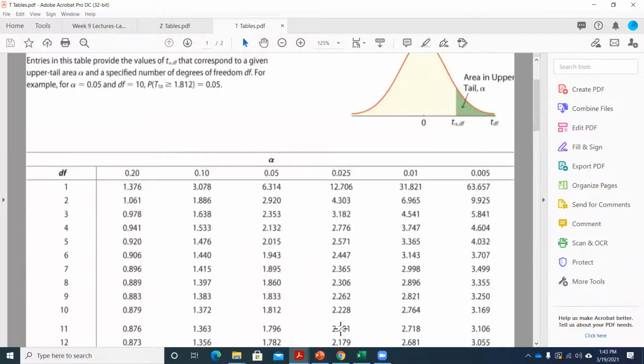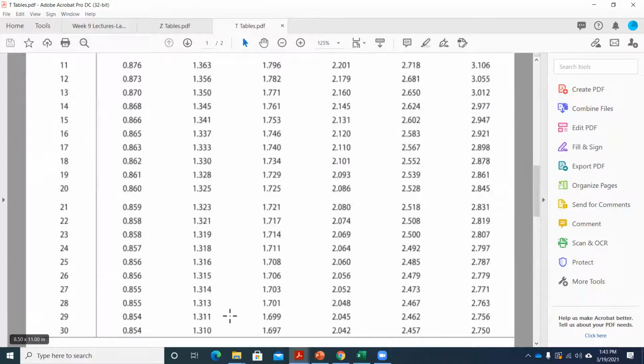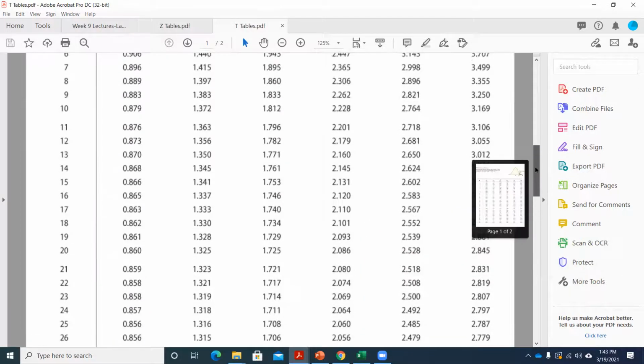So let's say I had an example where alpha was 0.01. We divide it by 2, so the area in each tail would be 0.005. So I look up that area in the tail of 0.005 all the way down to that degrees of freedom of 29. And the t value that gives me 0.005 in that upper right tail is 2.756. So this would be the value that I would then plug into my confidence interval equation. Okay? So I just want to briefly show you how we use that student t table before we end today.